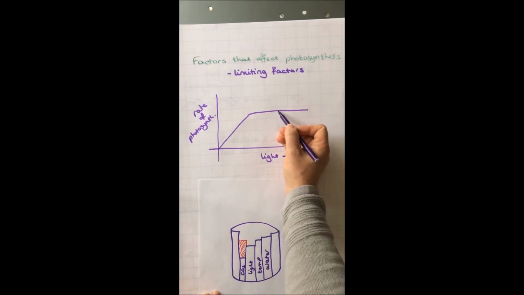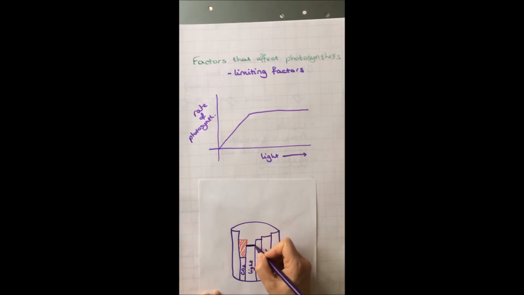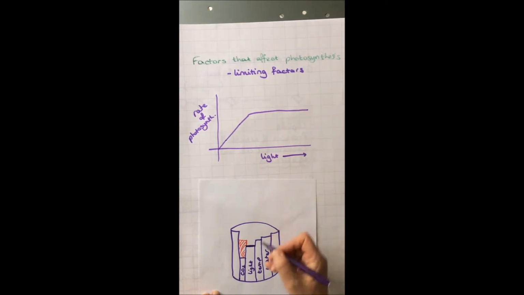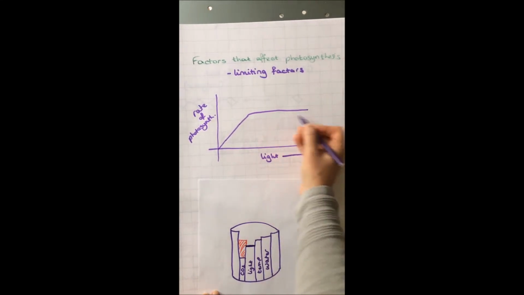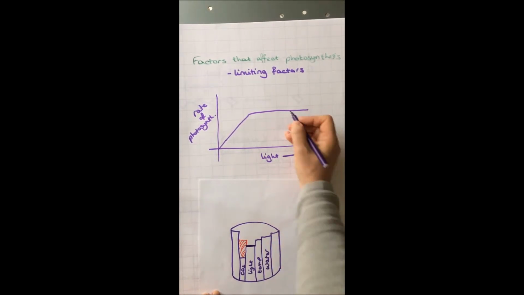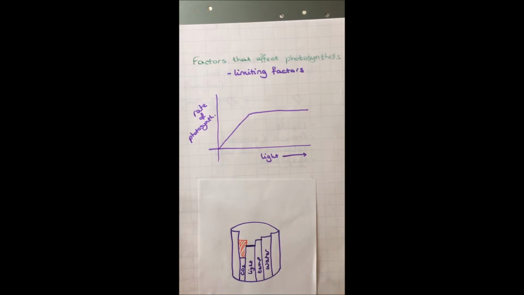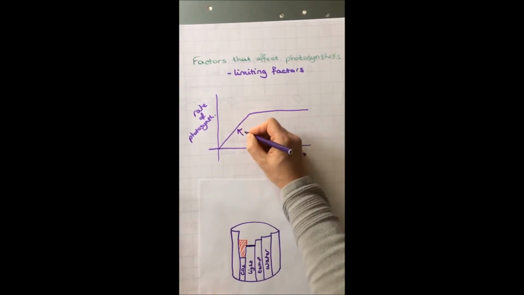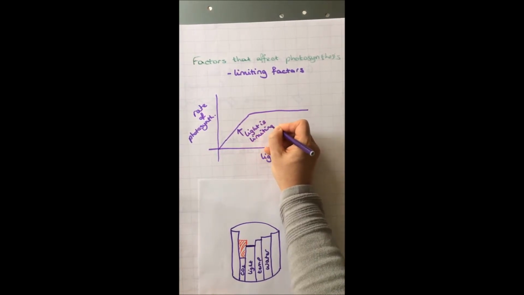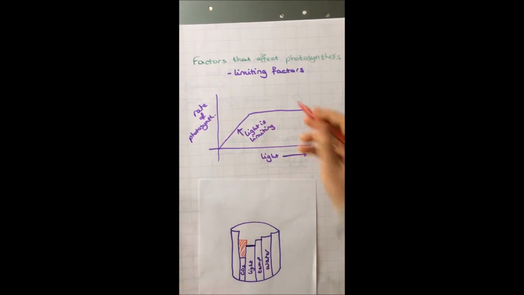And at this point here, that's the same as me reaching this point here on the barrel. I could add more and more light, but it makes no difference whatsoever because I can't make my reaction go any faster, because now all of a sudden something else has taken over as the limiting factor. So at this point here, light is limiting. But at this point here, light is no longer limiting, and now something else has taken over.